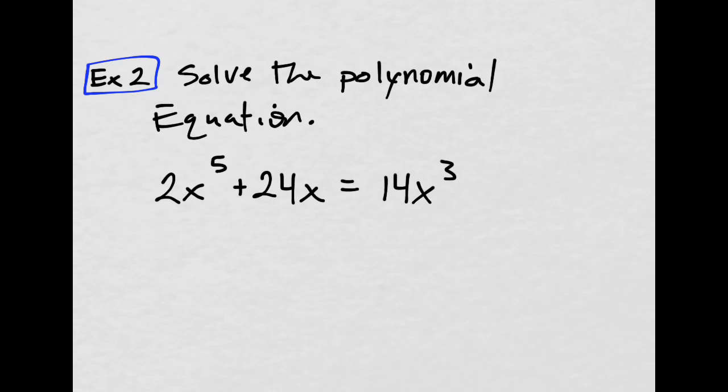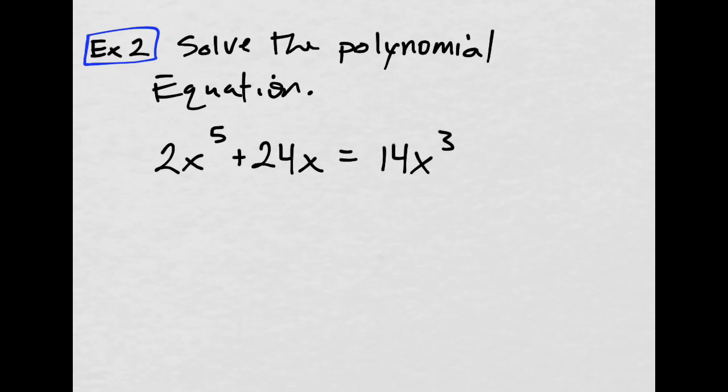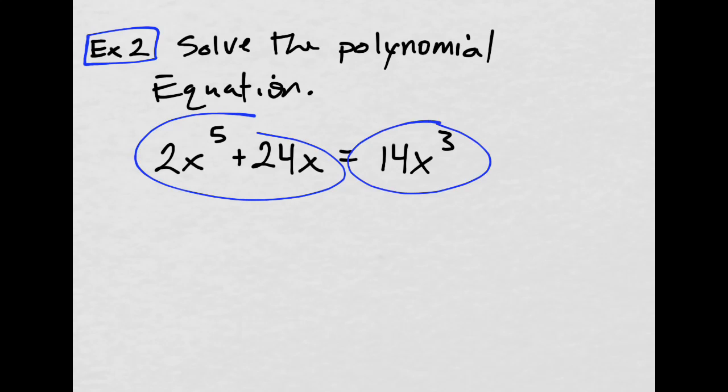Okay, here we go again. Solve the polynomial equation. I'm going to go through all the steps all over again so you can hear them again. First step, get everything to one side. I have this on the left side, this on the right side.